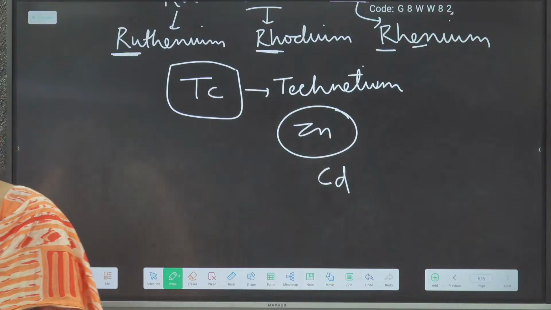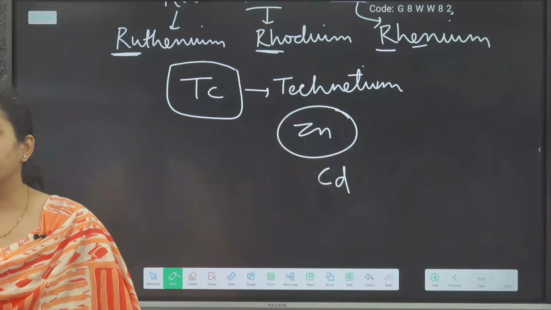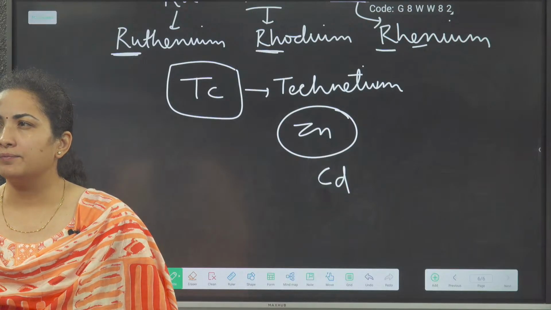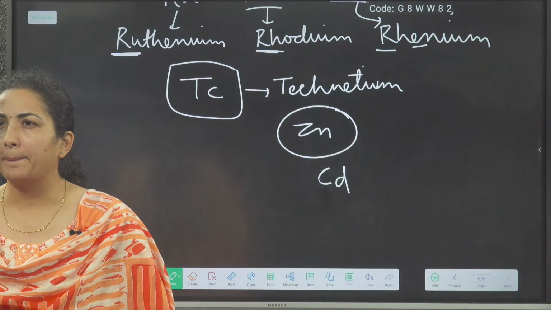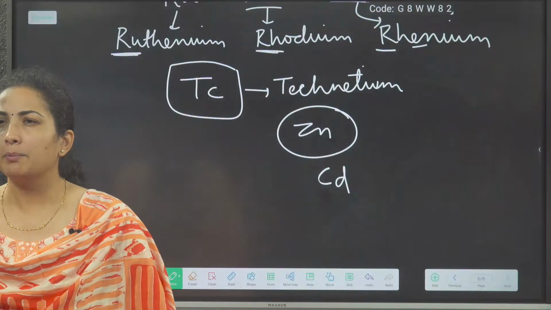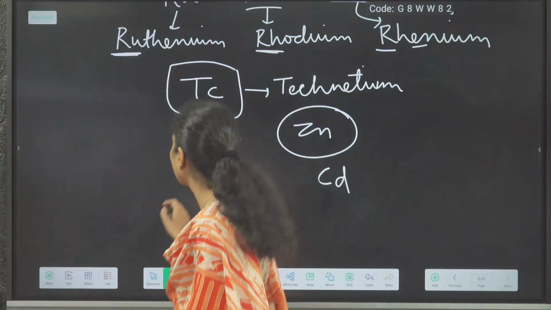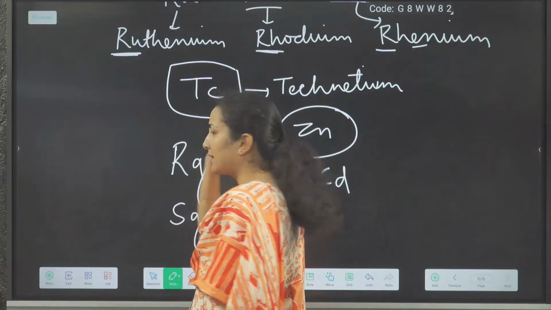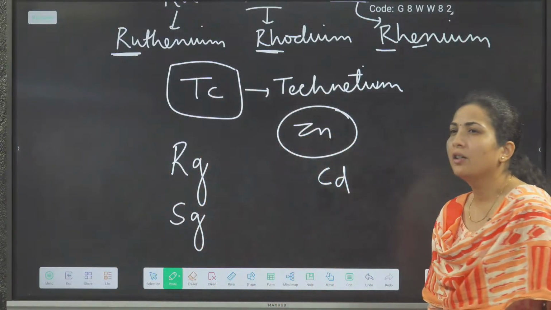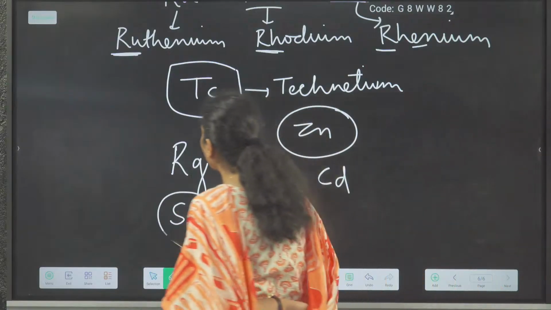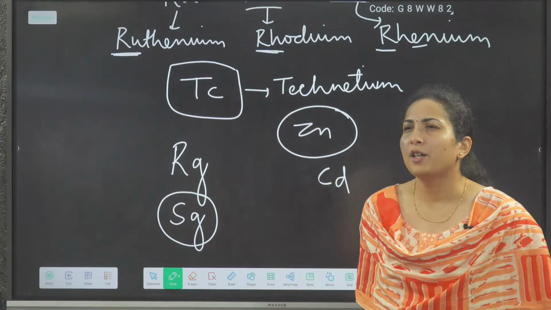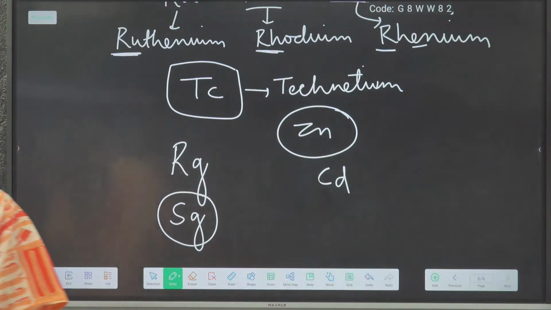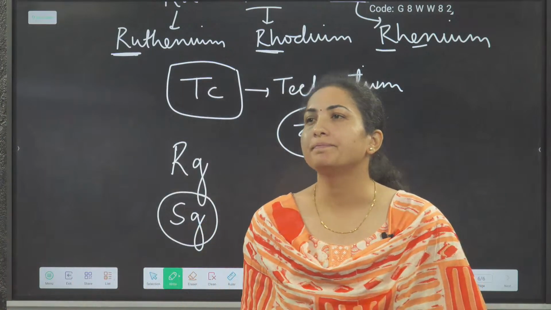Then, can you tell me the symbol of the element roentgenium? Symbol of the element roentgenium. Correct. Now, if I change R to S, there is one more element symbol which I have written here. Which element is this one? I have changed it from R to S. Which element is this? Seaborgium. Absolutely. Seaborgium.